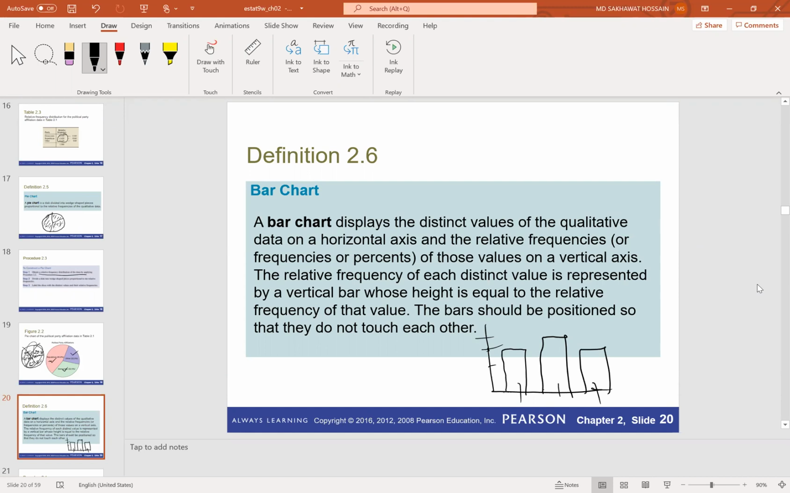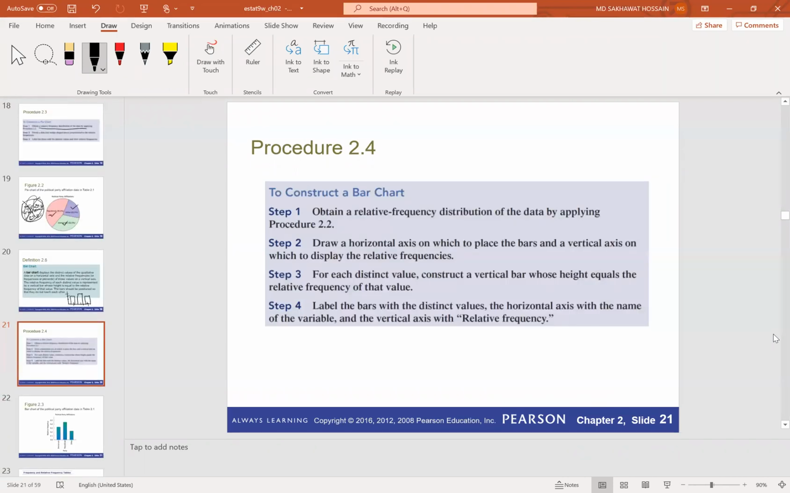There is a similar graphical representation for quantitative data, especially continuous data, where the bars touch each other, and that is called a histogram. We'll discuss this later. So how do you construct a bar chart? Step 1, obtain a relative frequency distribution of the data by applying procedure 2.2. We already know how to construct a relative frequency distribution.